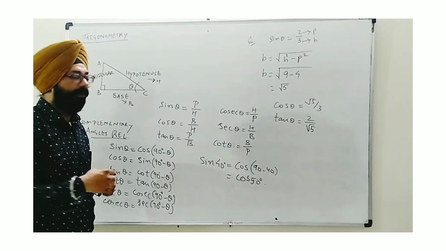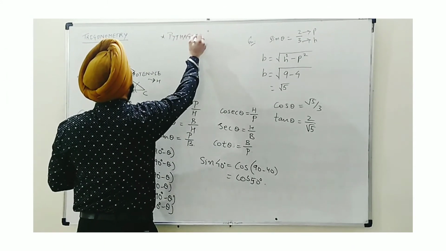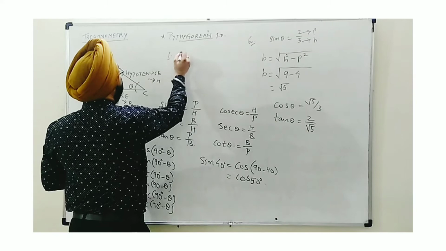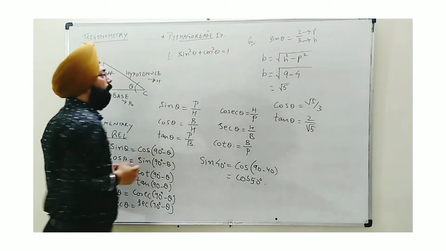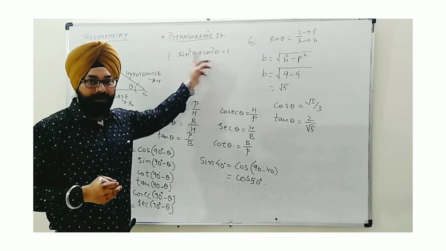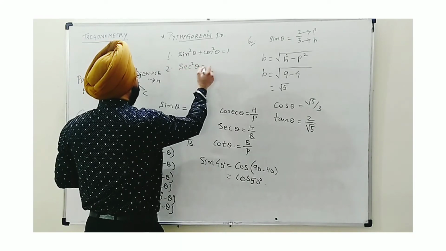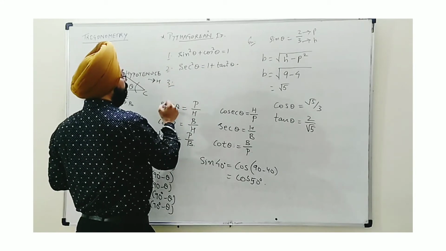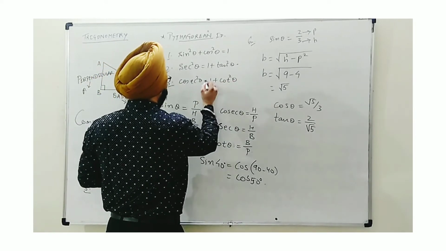First of all, what were Pythagorean identities? It was the topic named Pythagorean identities. First was sin square theta plus cos square theta equal to 1. Whenever we have such a sum of squares of sin and cos, and both angles are same, this sum is equal to 1. Second was sec square theta can be written as 1 plus tan square theta, and third, cosec square theta could be written as 1 plus cot square theta.